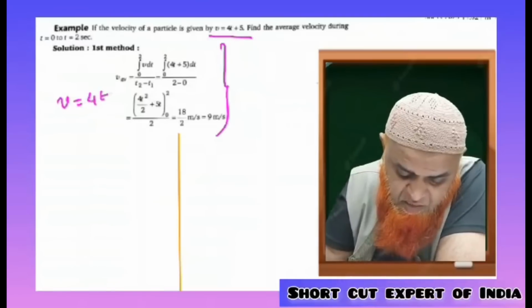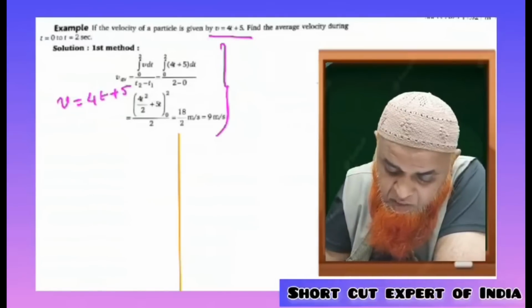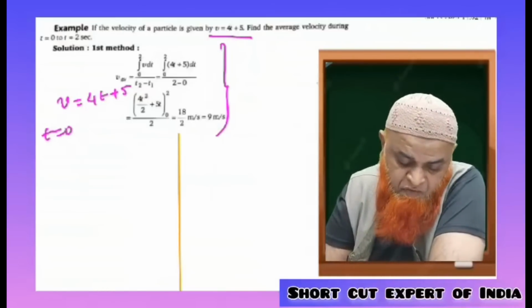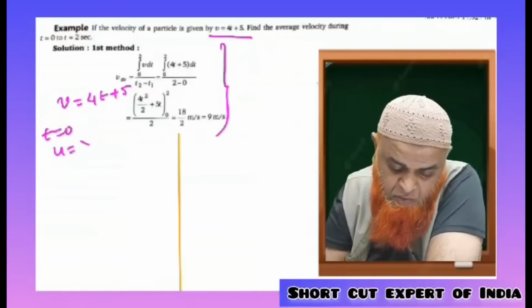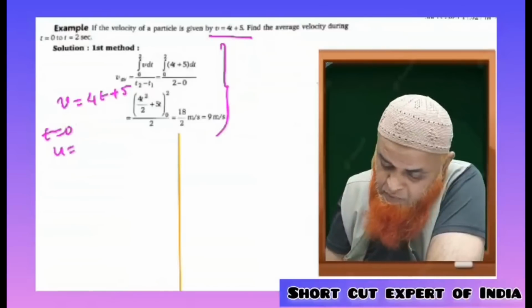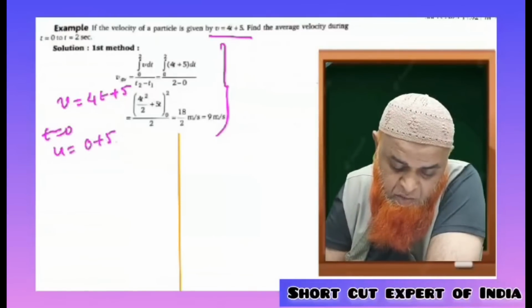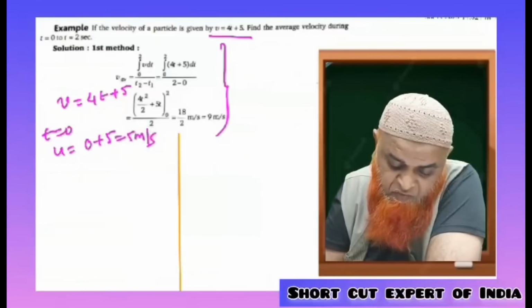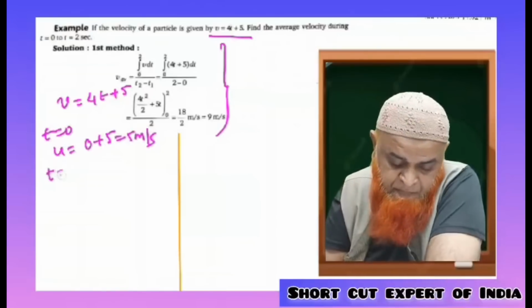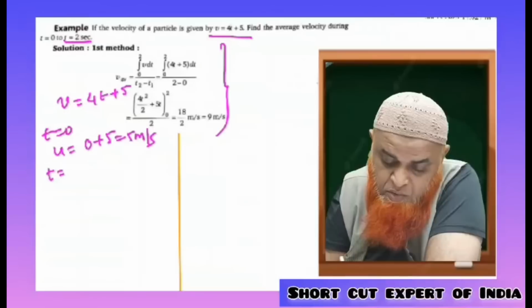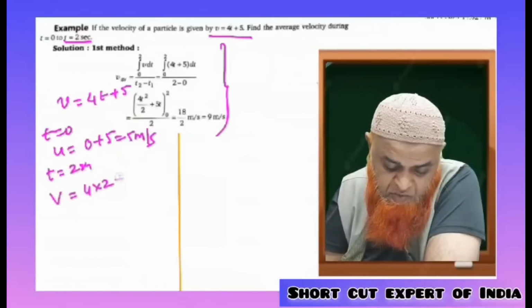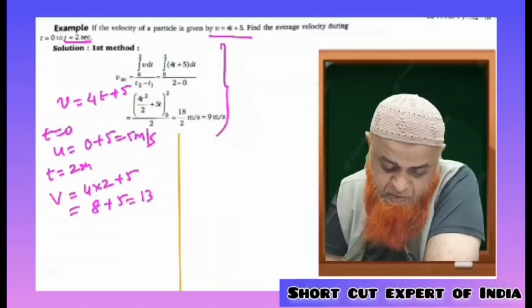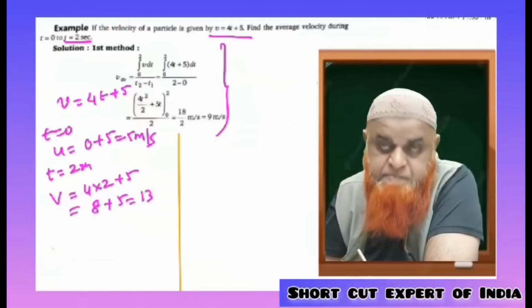It is given that v is equal to 4t plus 5. If t is equal to 0, you will get initial velocity. That means u is equal to, if you take t as 0, you will be getting 0 plus 5. So therefore 5 meters per second is going to be the initial velocity. Similarly, you can take t is equal to 2 seconds, which is given here. Then you will get final velocity, which is equal to 4 into 2 plus 5. So 8 plus 5, that is going to be 13.